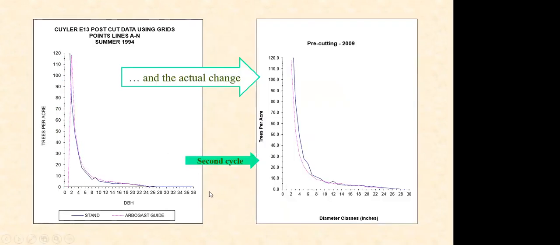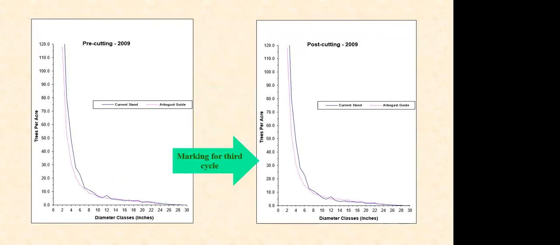Here's the second cycle. So in 1994, we cut the stand a second time. You see the residual stand. We're able to get it almost close to Arbogast, but at a low residual stocking, as we had planned. By 2009, it had grown well. The deficiencies and the bumps had essentially attenuated, smoothed out. So by 2009, the end of the second cutting cycle, we've got almost a perfect Arbogast diamond distribution.